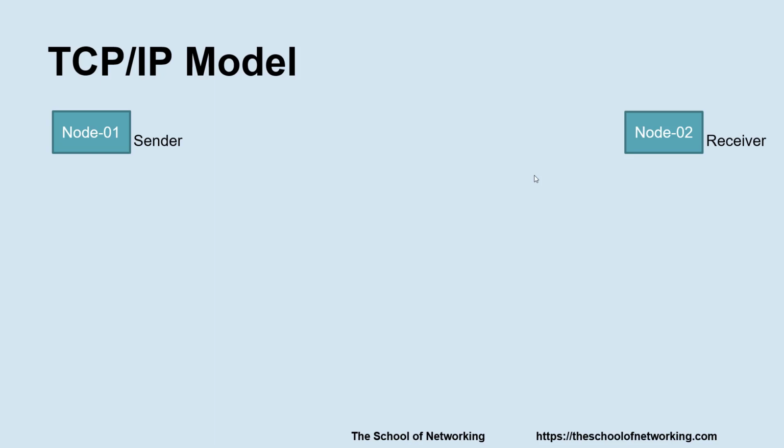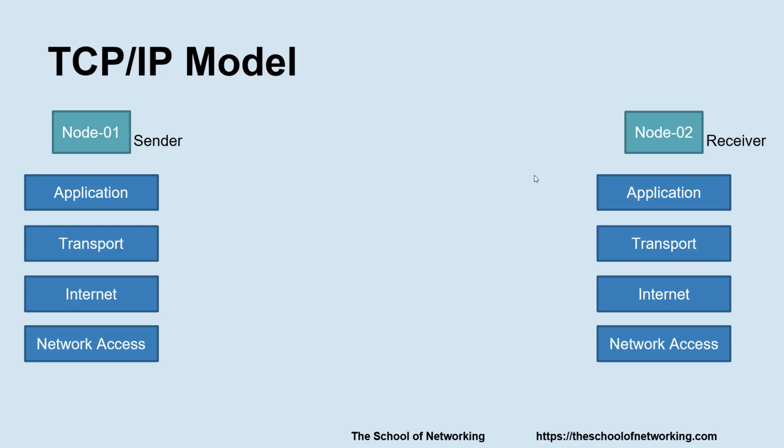Now let's see how the communication happens in the TCP/IP model. We have two nodes, sender and receiver, and we have 4 layers: application, transport, internet, and network access. Data from the application layer is multiplexed to the transport layer. At the transport layer, a layer 4 header is added to the data, and if the data is bigger, it will be broken down into smaller segments. So at the transport layer we have the segment, with a layer 4 header which could be TCP or UDP.